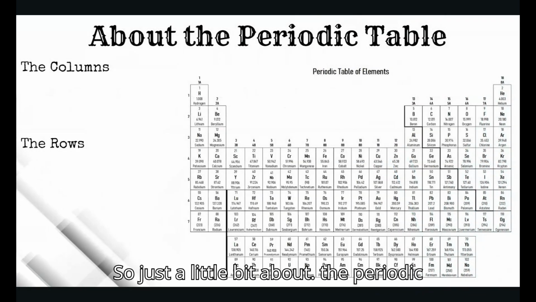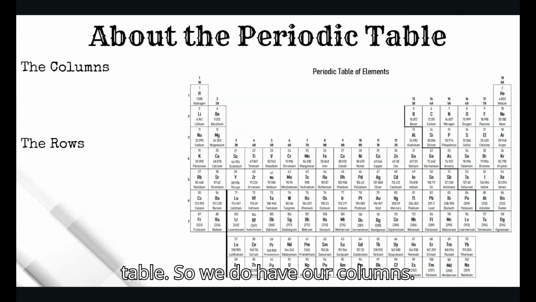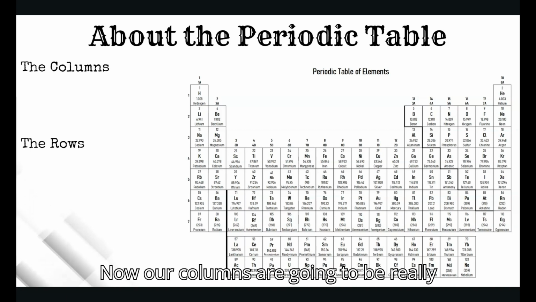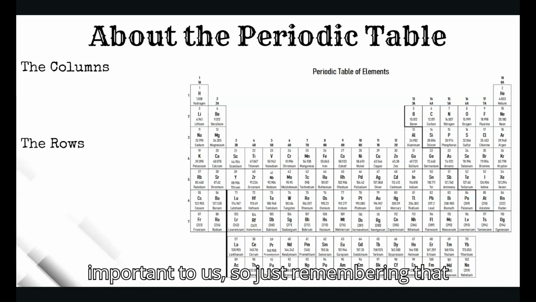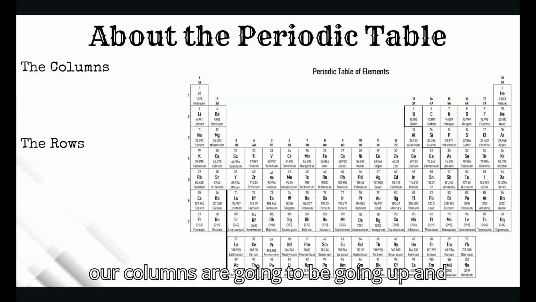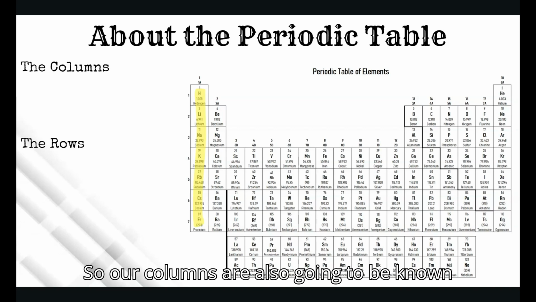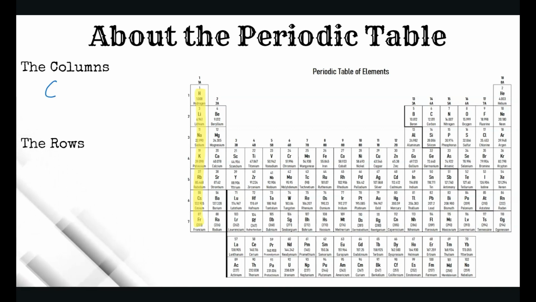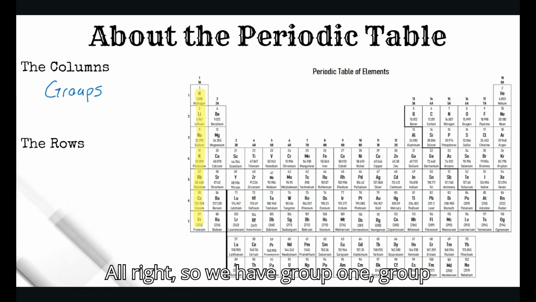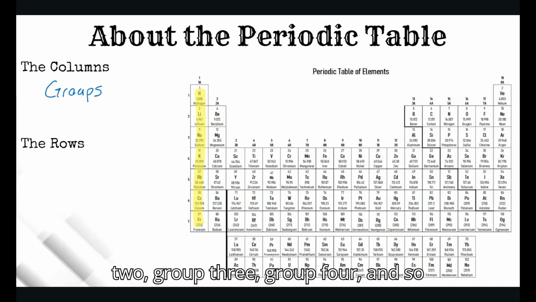So just a little bit about the periodic table. We do have our columns. Now our columns are going to be really important to us. So just remembering that our columns are going to be going up and down on the periodic table. Our columns are also going to be known as groups. All right, so we have group 1, group 2, group 3, group 4, and so forth.